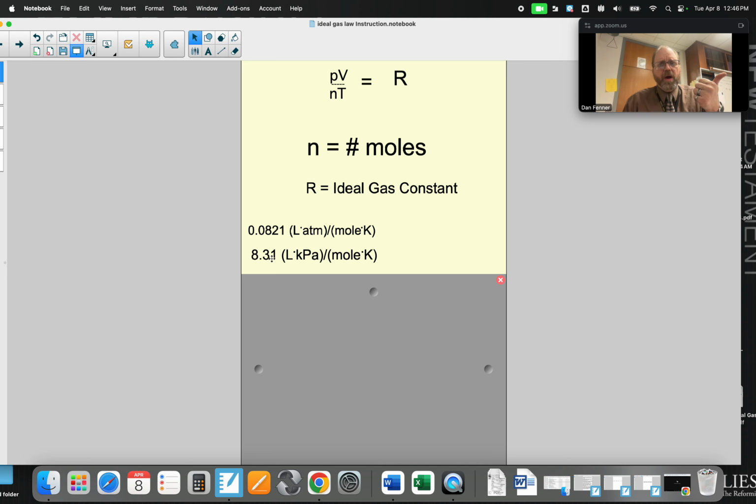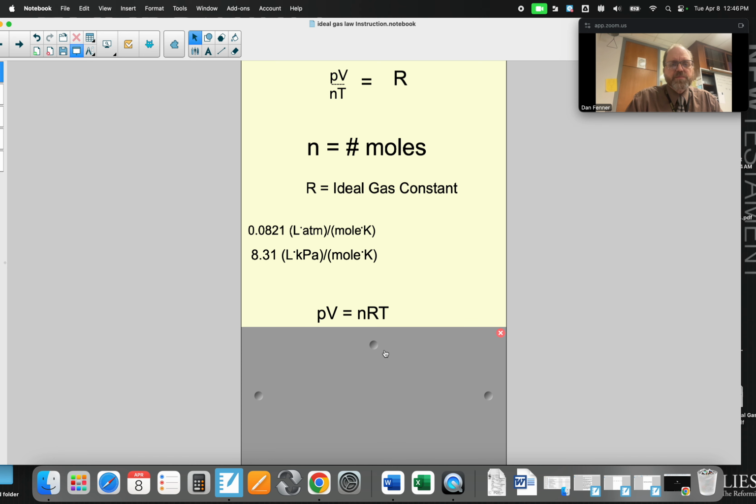What do we do if we're in bars or millibars or torr, millimeters of mercury? We convert it to atmospheres or kilopascals. That's the easy way to do it. Now, the equation then, if we solve and get rid of that fraction, is PV equals nRT. My old high school chemistry teacher used to call it Pivner. PV equals nRT. All right, so let's take a little problem.